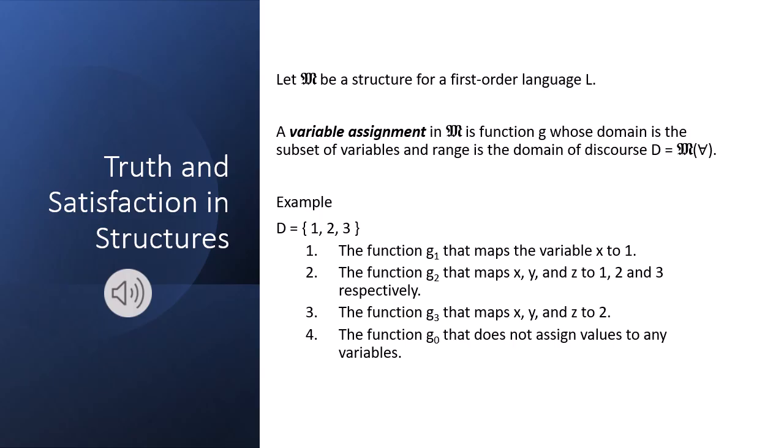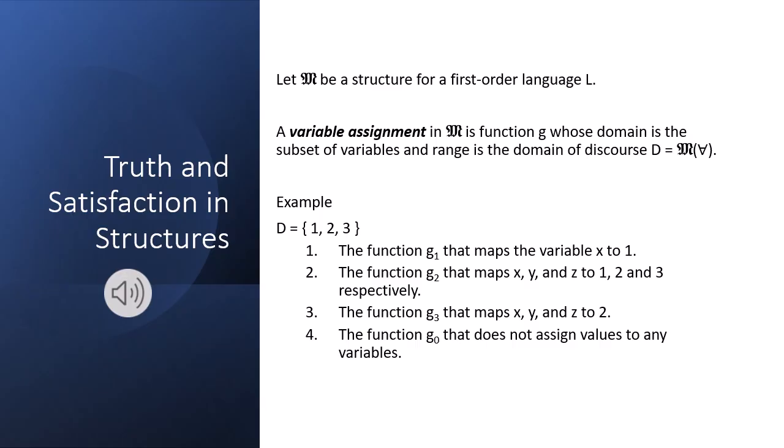Now, in order to define the notion of truth and satisfaction in a recursive manner, we need to somehow assign names or objects to our variables temporarily. And the way that we'll do that is through a variable assignment. So a variable assignment for a structure M is going to be just a function g whose domain is some subset of the variables and whose range is the domain of discourse. So basically, it takes as inputs some of the variables from our language and outputs elements of the domain.